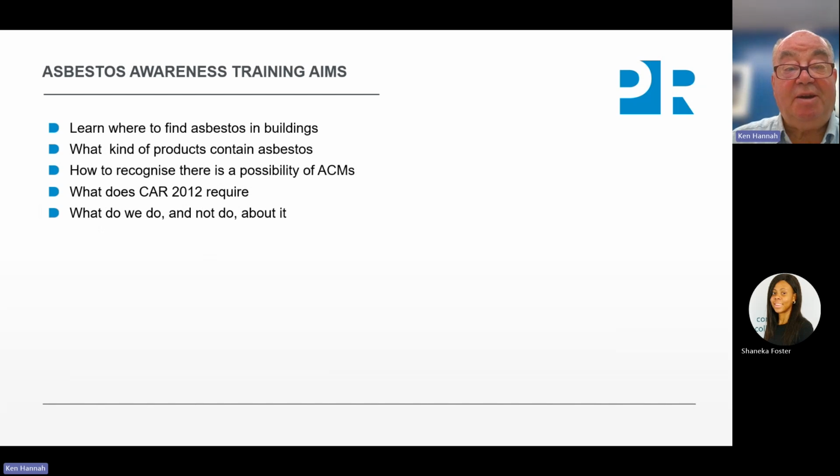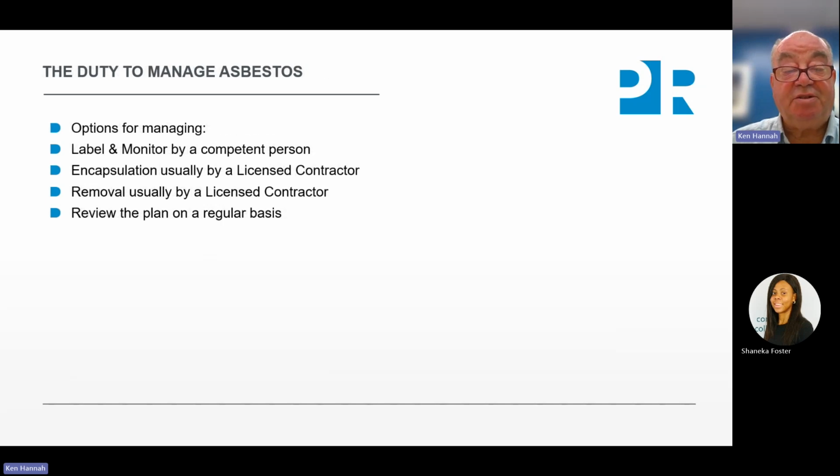So our training aims were learning where to find asbestos in buildings, what kind of products are likely to contain asbestos, how to recognise there's a possibility of ACMs, what CAR 2012 requires us to do, and what we do and don't do about it. I think we've covered that. If we haven't, then please let me know.